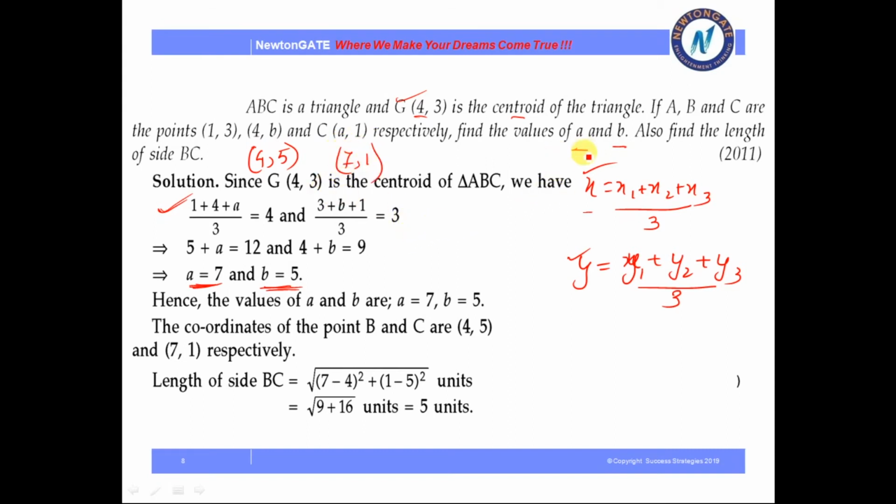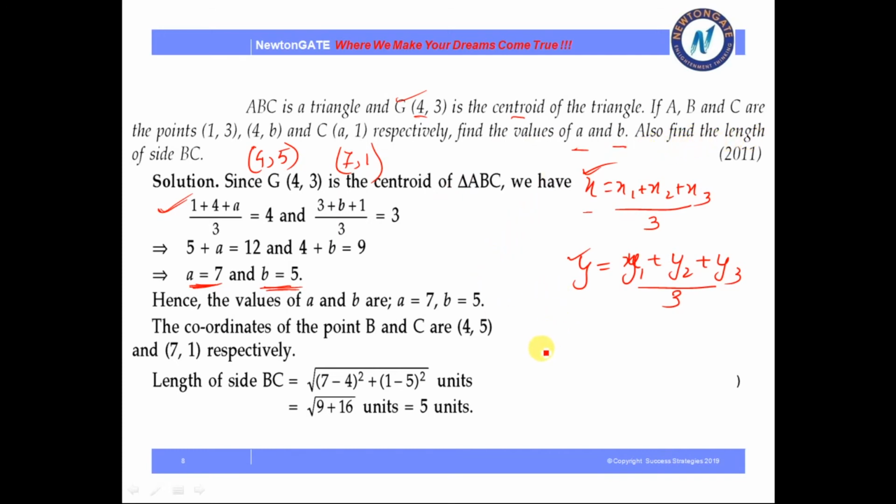Okay, so previously we saw how to just use the formula, and in this example what did we see? We saw the application of the formulas, that the centroid is given and we need to find the vertices, the coordinates of the vertices. Now, the next part of the question says, find the length of the side BC.